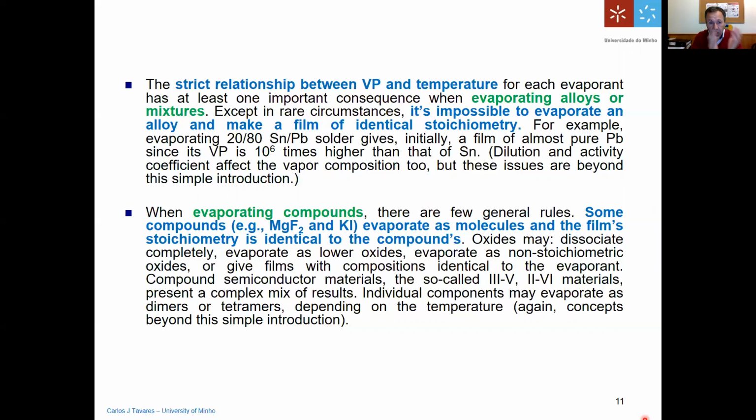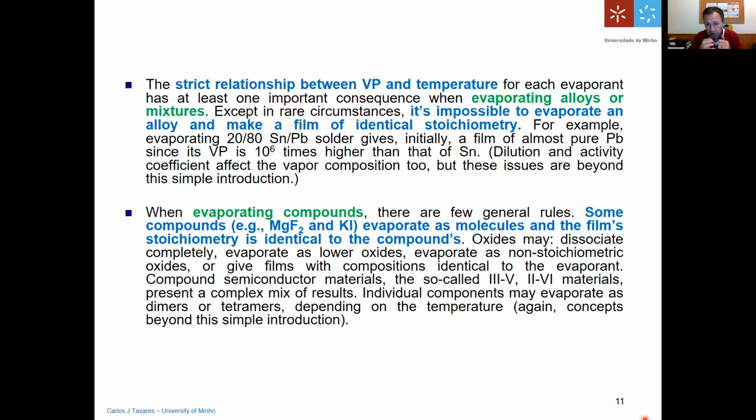And also when you evaporate compounds, there are some general rules that you have to understand. Some compounds, for example magnesium fluoride or potassium iodide, evaporate as molecules, and the film stoichiometry is identical to the compound. But these are exceptions. Oxides may dissociate completely. They can evaporate as lower oxides or as non-stoichiometric oxides, or give films with compositions identical to the evaporant.